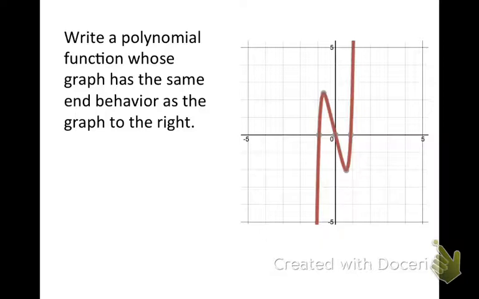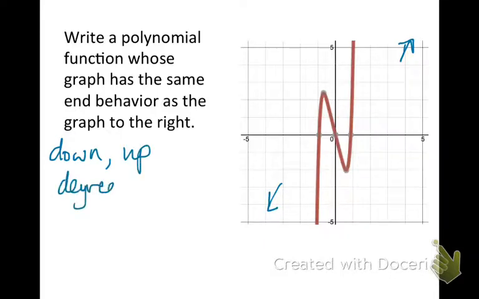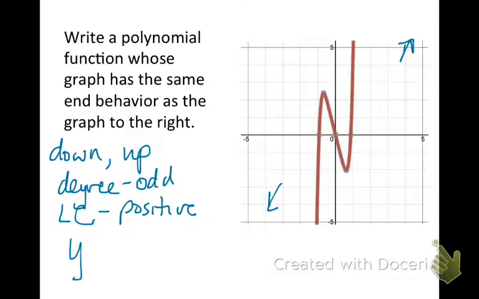Now let's write a polynomial function whose graph has the same end behavior as the graph on the right. So we look and our end behavior is down on the left and up on the right. So it's down and up. And if you look at your chart, you can see that we need a function that has a degree that is odd, and the leading coefficient needs to be positive. So let's just say y equals a positive number, let's just say positive 4, and then a variable x, and then an odd degree, how about 3?